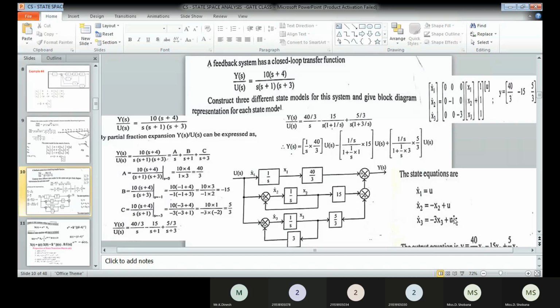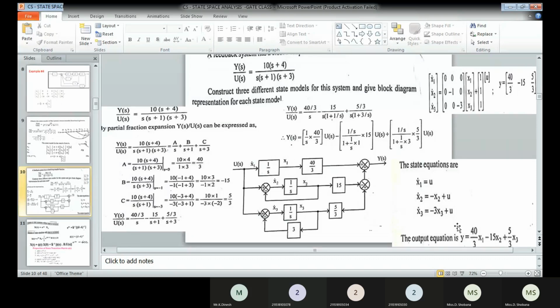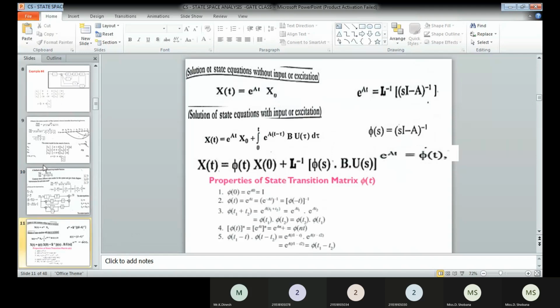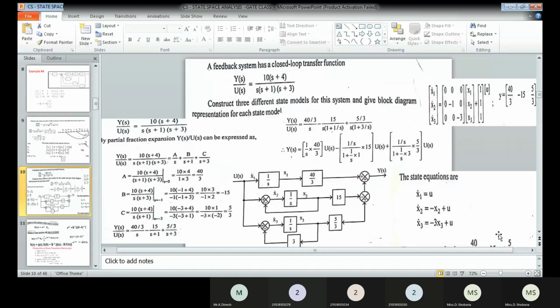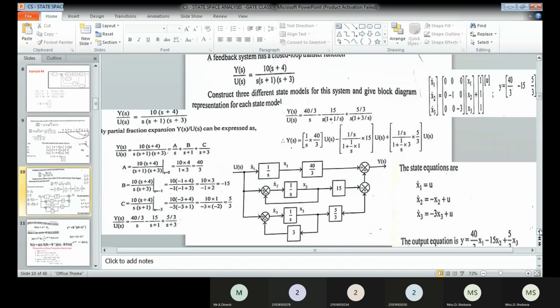Now you can write the output equation. The output equation is nothing but the signal coming out from the output adder. The signals added in the output adder are 40 divided by 3 into x1, the other signal is x2 into minus 15, and the other signal is 5 divided by 3 into x3. So these signals are added. Now you can consider this.